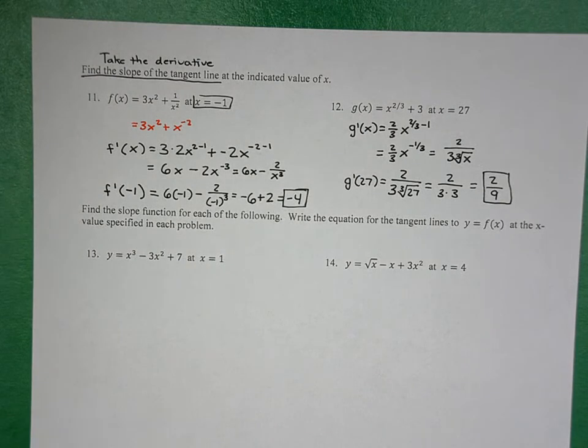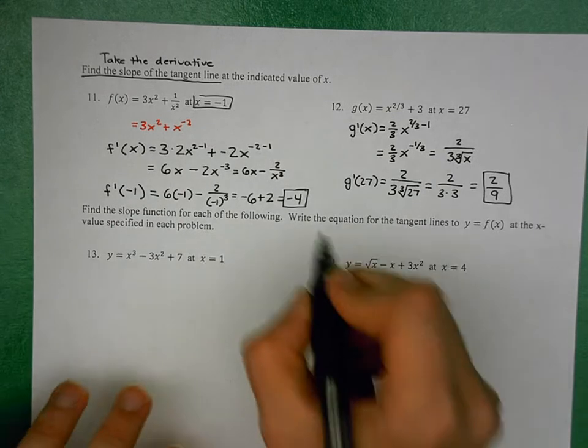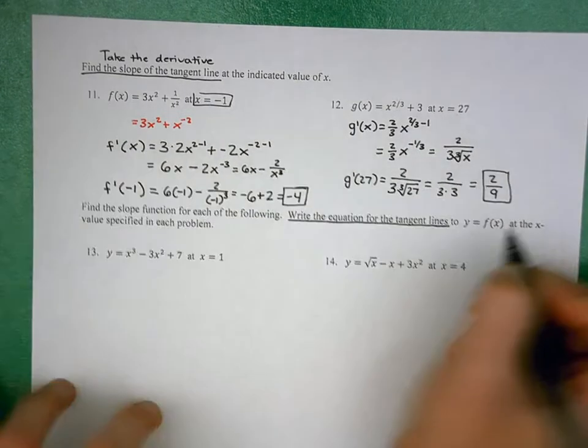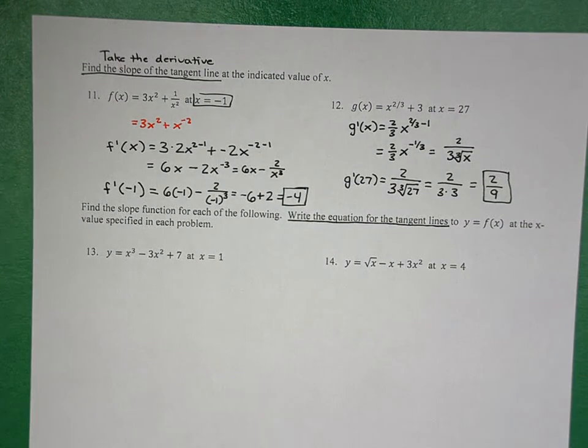And then last but not least, find the slope function for each of the following. Write the equation for the tangent lines. Okay, so writing the equations for the tangent line, you're going to hear this reiterated over and over and over again next year because it is a very common AP question. It shows up both as multiple choice and free response. And so while this year you might still be looking at your notes for clarification of that instruction, that's okay, right? That is totally fine.